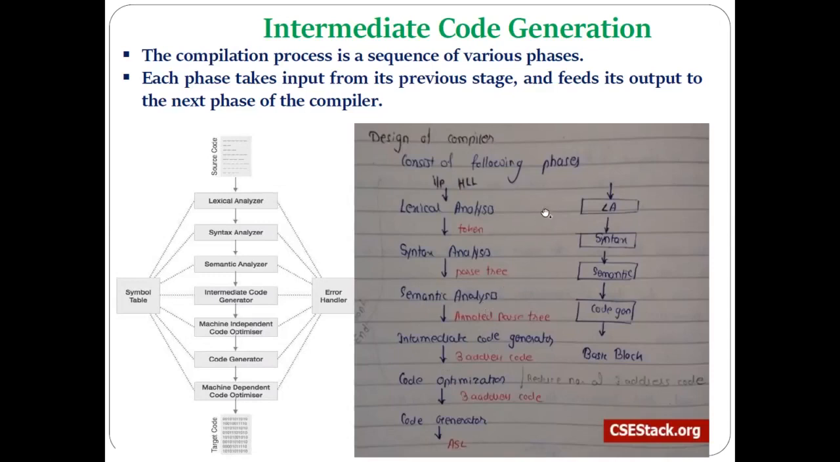Each phase generates a particular output: lexical analysis generates tokens, syntax analysis generates the parse tree, semantic analysis generates the annotated parse tree, the intermediate code generator generates the 3 address code, the code optimization generates the optimized 3 address code, and finally the code generator phase generates the assembly language code as our machine code.